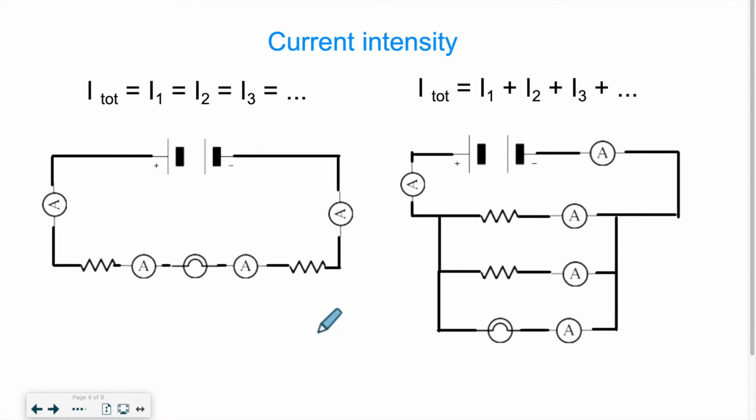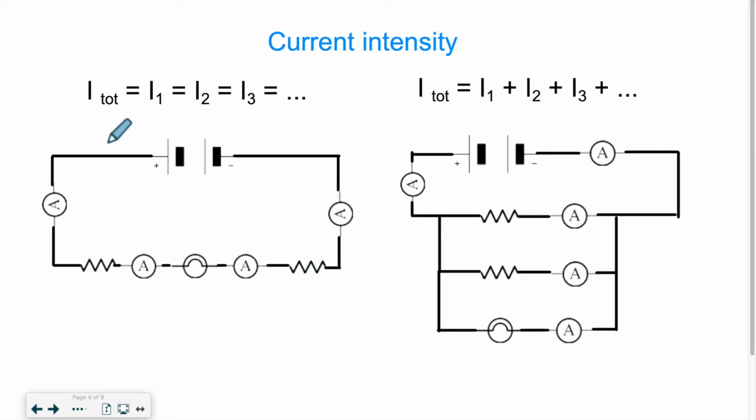So if you remember, current basically is the amount of electrons that circulate in a circuit. So it's the amount of charges that move around a circuit. So my electrons are looping around like this. So whether I count the amount of electrons that pass through this point, or through this point, or through this point, or through this point using these various ammeters, I should always get the same measurement because there's only one pathway. So I'm always going to be counting the same electrons. They can't go anywhere else.